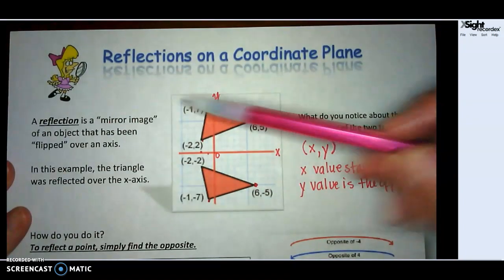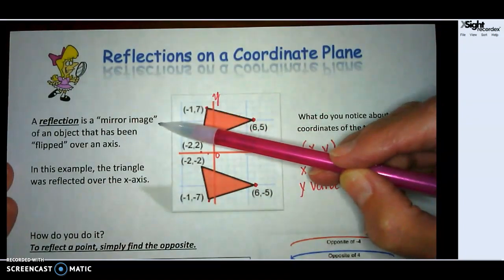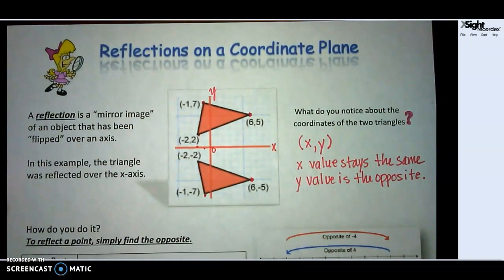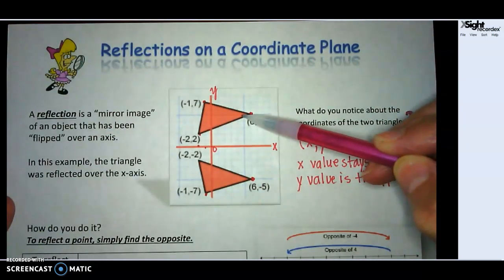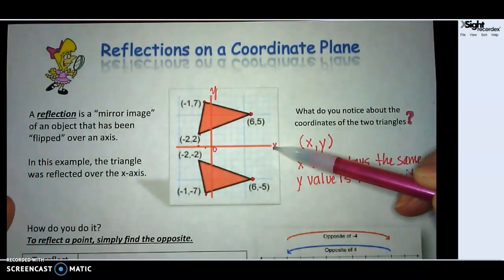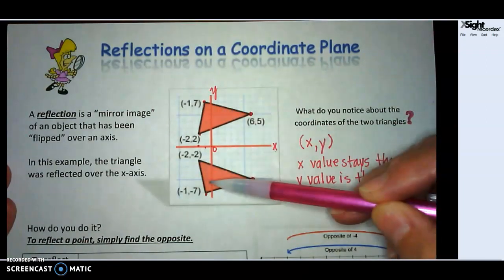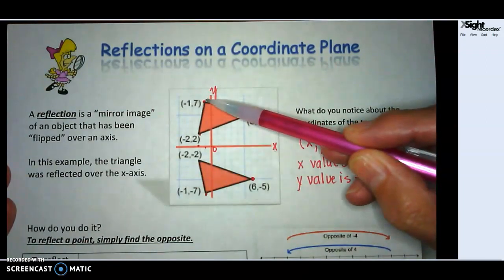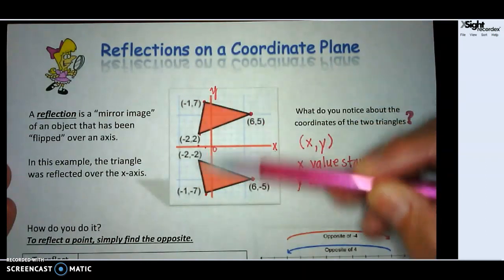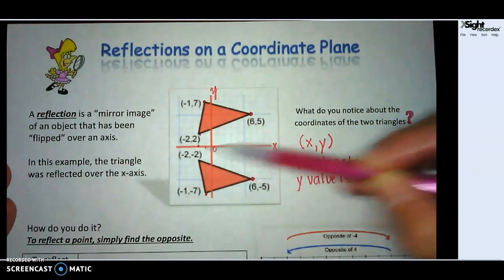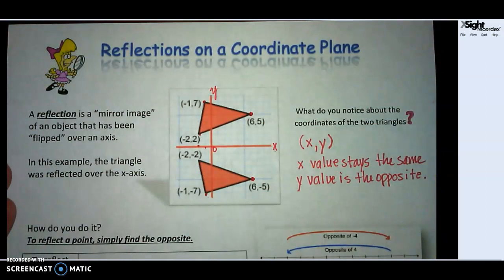So anyway, I know you can read, but I'm going to read this anyway. A reflection is a mirror image of an object that has been flipped over an axis. In this example, the triangle was reflected over the x-axis. Remember that the horizontal axis is x, the vertical axis is always y. When you flip an image, you are literally taking this shape and flipping it over. You're going across the x-axis.